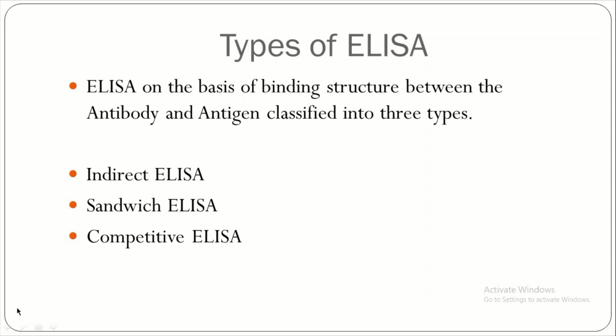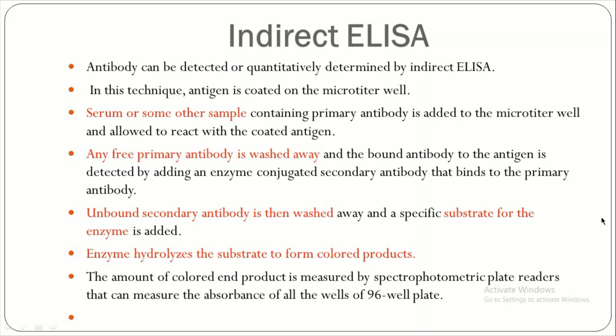First we will look at the indirect ELISA. So what is indirect ELISA? In indirect ELISA, an antibody can be detected or quantitatively determined. In this technique, antigen is already coated in the microtiter well, which I showed you in the 96 well plate in the first introduction slide. Either serum, other body fluids, or cell lysates, whatever sample contains the primary antibody, is added to the microtiter well and allowed to react with the coated antigen.